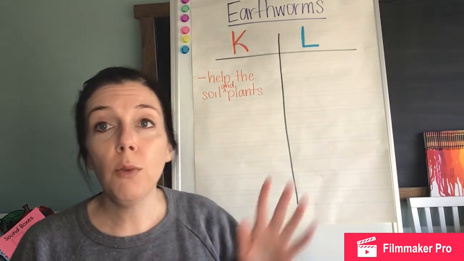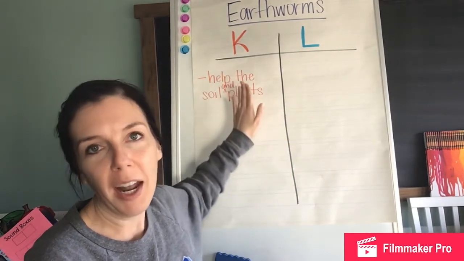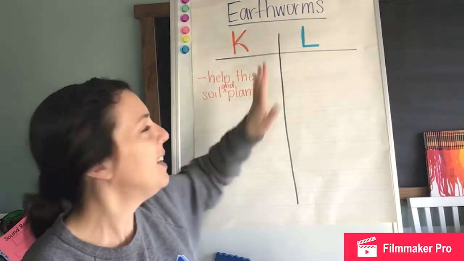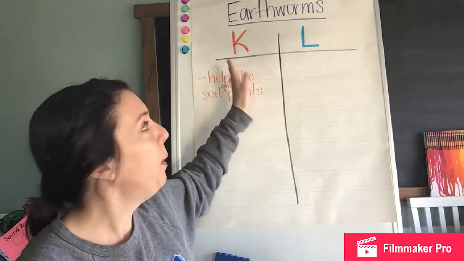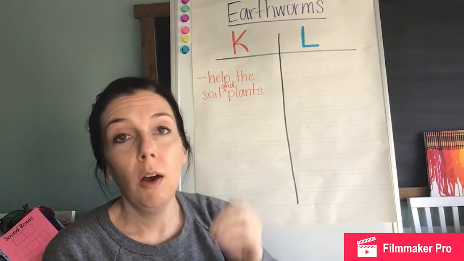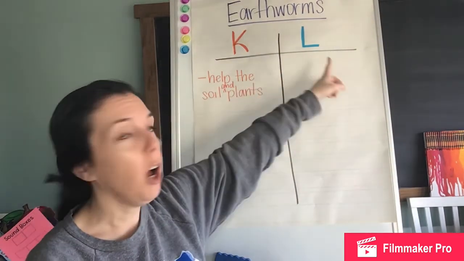Don't worry about writing this part yet, okay? I kind of got ahead of myself when I was making this, and I probably shouldn't have written this quite yet. So just ignore this part for right now. What I want you to do is grab a notebook or a piece of paper, and go ahead and make this T chart.